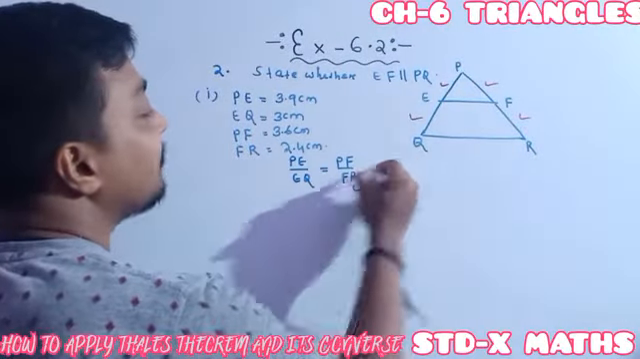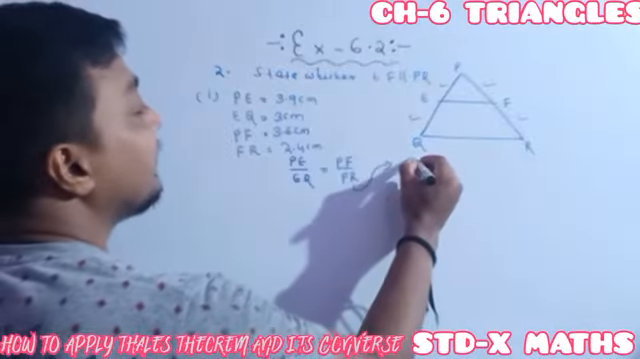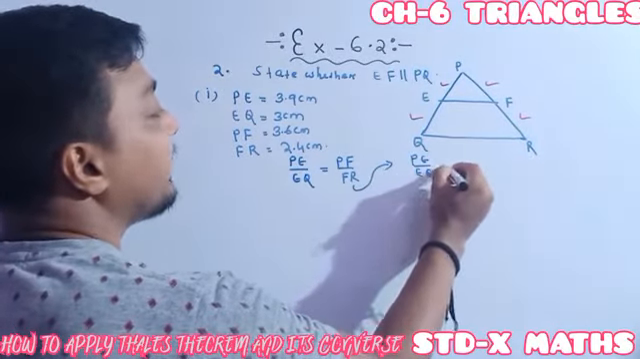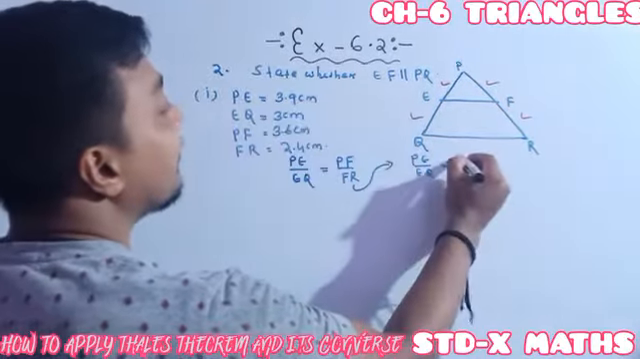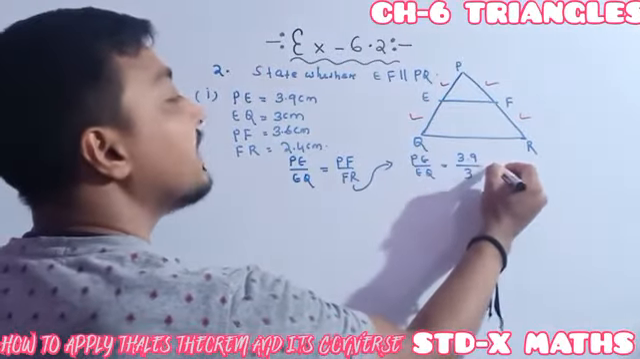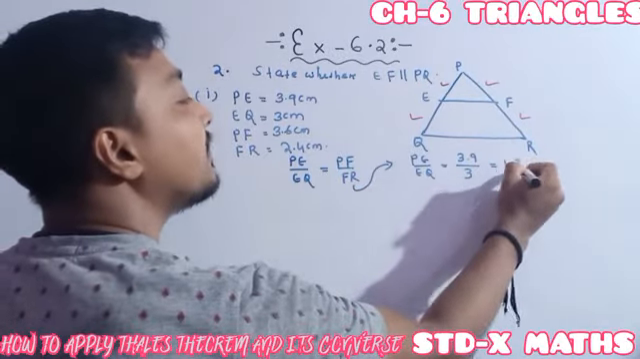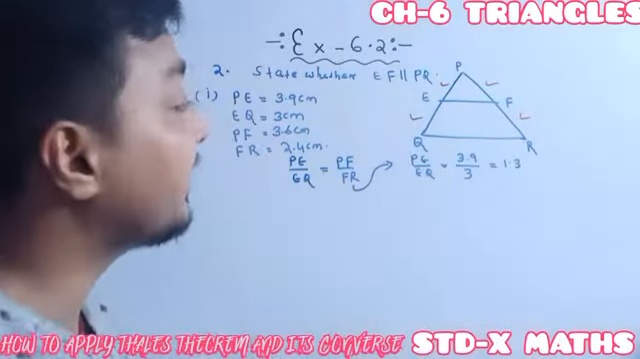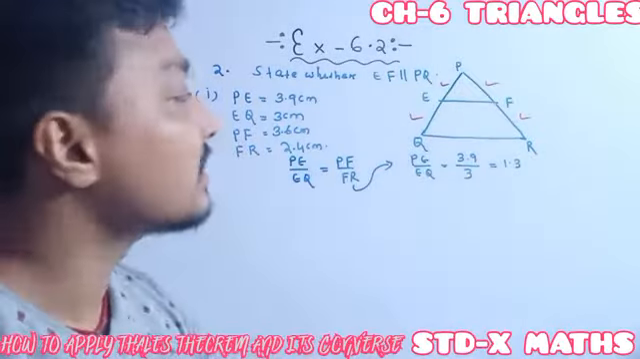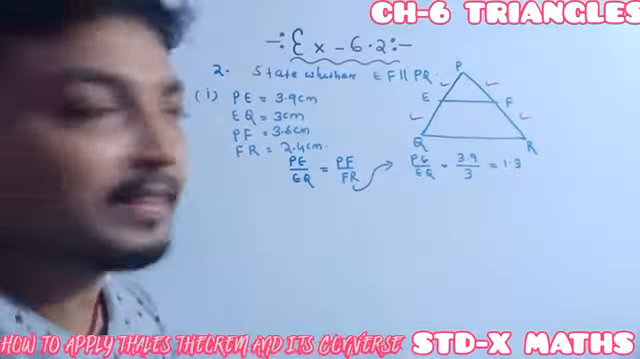In the next step we have to put in the values. PE divided by EQ: PE is 3.9 divided by EQ, which is 3, so the ratio is 1.3. If you write centimeters, the ratio has no units, so it will also be 1.3.